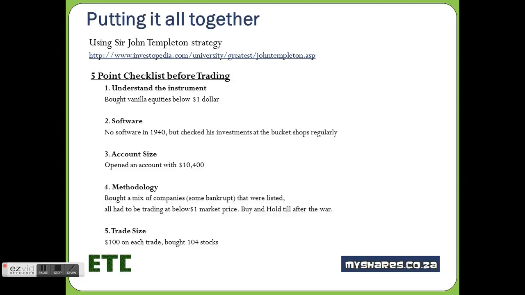To end with an example of how to use this checklist, let's have a look at the late great Sir John Templeton. Just after World War II was announced, the stock markets crashed. When others saw panic, he saw opportunity. He took roughly $10,000 and bought as many $1 stocks as he could find, knowing that at some point they will recover again. Well, at least some of them. So let's go through this checklist.